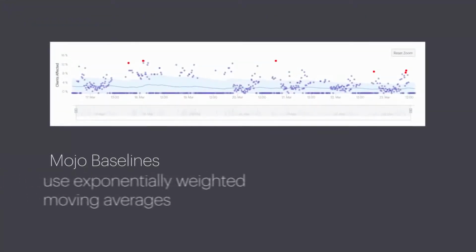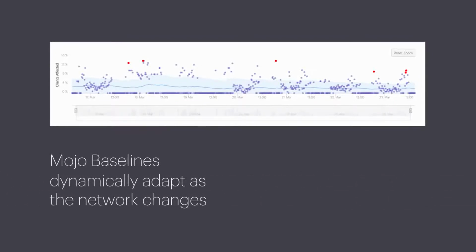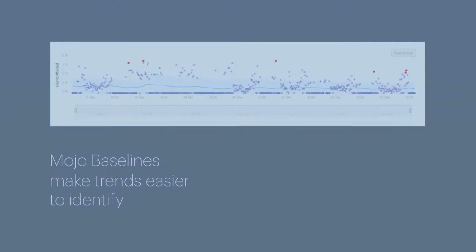Mojo baselines use exponentially weighted moving averages to determine what is normal for the dataset. The baselines dynamically adapt as the underlying network changes over time. The calculation gives more weight to previous data points, which minimizes variation in the graph line. This provides a smooth line, which makes trends easier to identify.